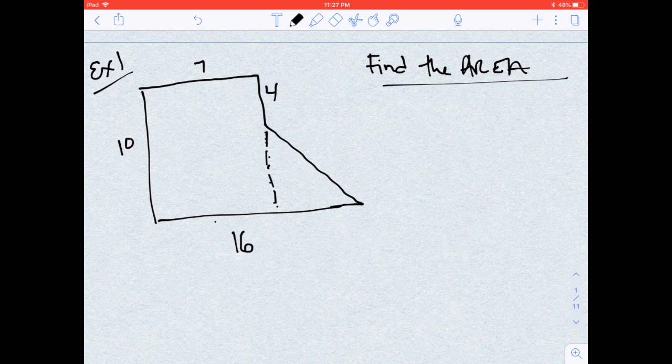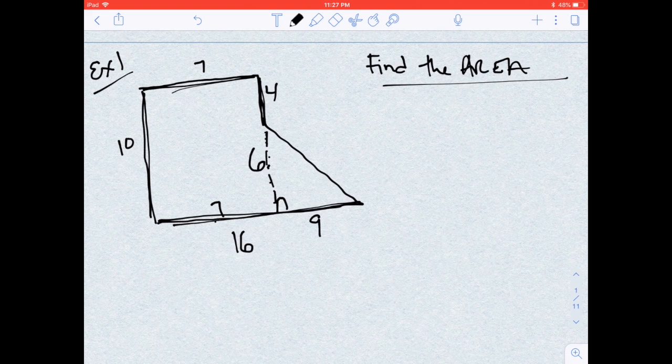Oh, that's cool. Okay. So I'm going to need to divide these up to solve this problem. So now I have a rectangle with a triangle. So I know that this side is 10. So if I've used 4 up here, this has to be 6. And let's see, down here is 16, and I've used 7 right here. So 16 minus 7 is going to give me 9. So obviously this is not drawn to scale.